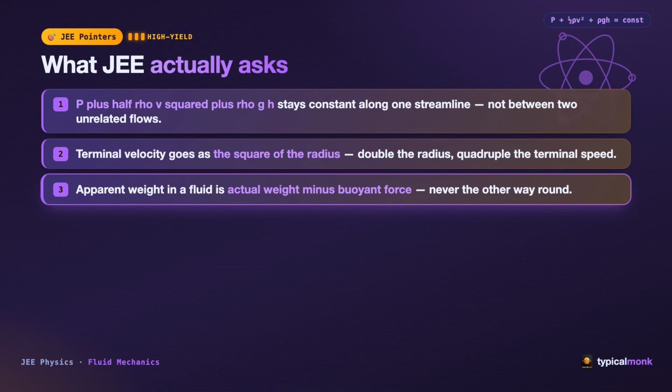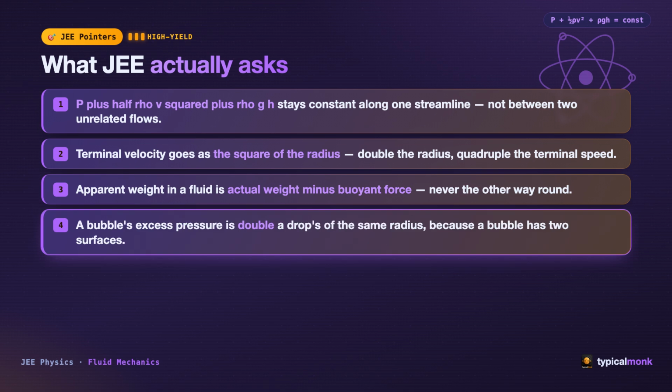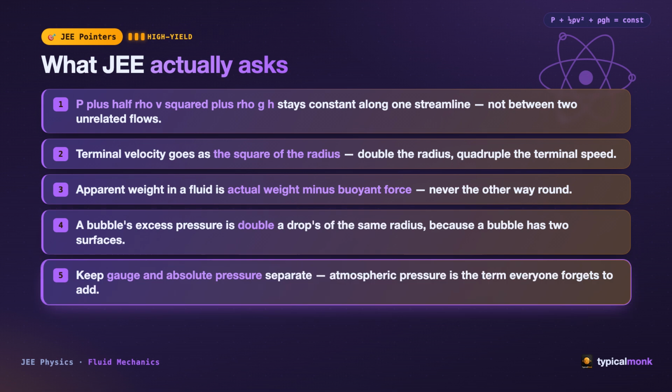3. Apparent weight in a fluid is always the actual weight minus the buoyant force, and it can never be written the other way round. 4. A bubble's excess pressure is double a drop's of the same radius, purely because a bubble carries 2 surfaces, not 1. 5. Always keep gauge pressure and absolute pressure apart. The atmosphere is the silent term most students forget to add back in.